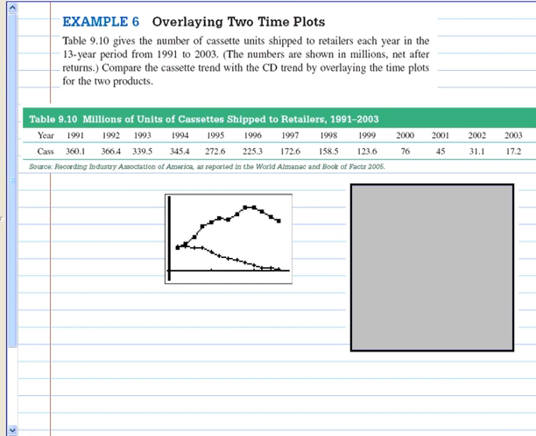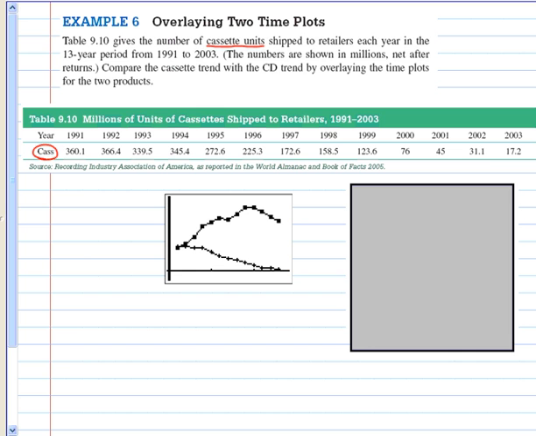Table 910 gives a number of cassette units. Any of you have an audio cassette? Jamie does. Before CDs, it was cassettes. I mean, you needed a cassette player in your car, so you could pop in that cassette. Of course, before cassettes, there were 8 tracks. But anyway, technology changes. So here they talk about cassettes.